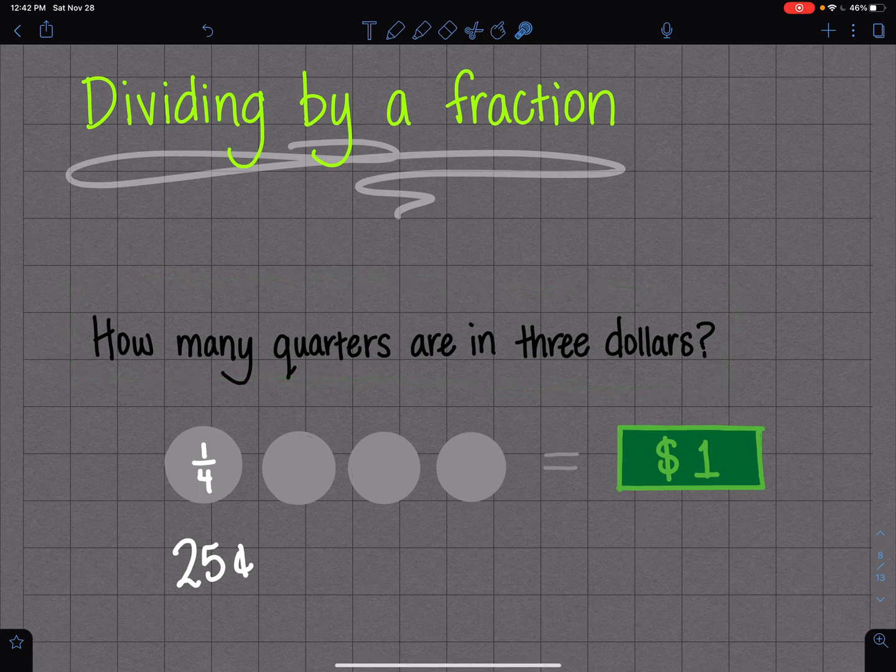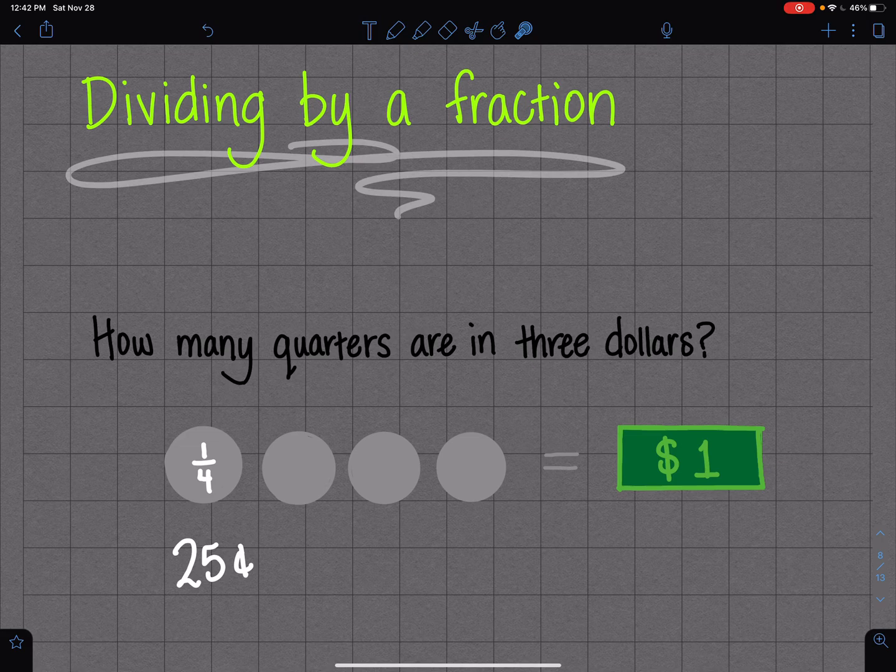And the question is, how many quarters are in $3? So let's say you were maybe at a vending machine, but it wasn't candy bars inside, maybe it was toys. And so it was a little bit more expensive, but it only takes quarters. And let's say there was a toy that is worth $3 and you really want to buy it. How many quarters would you have to put in? So that's what it's asking.